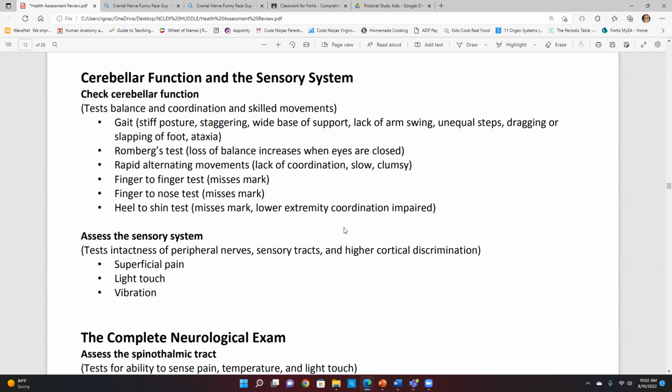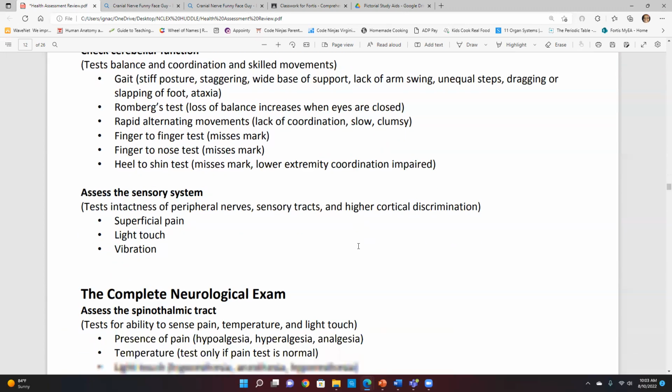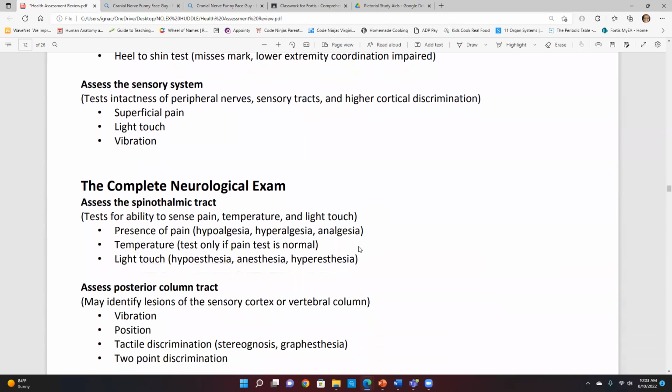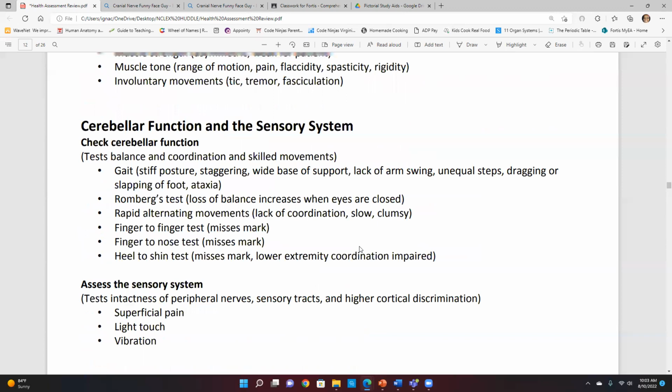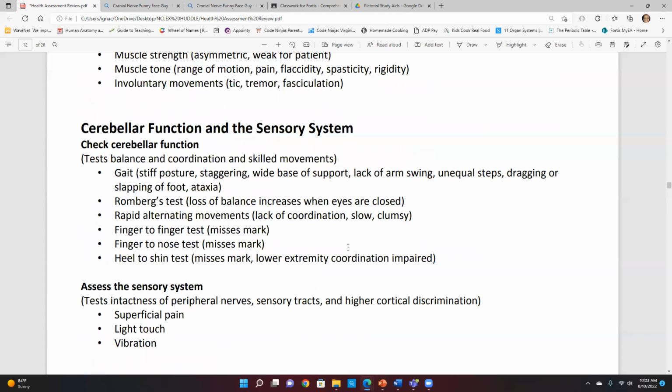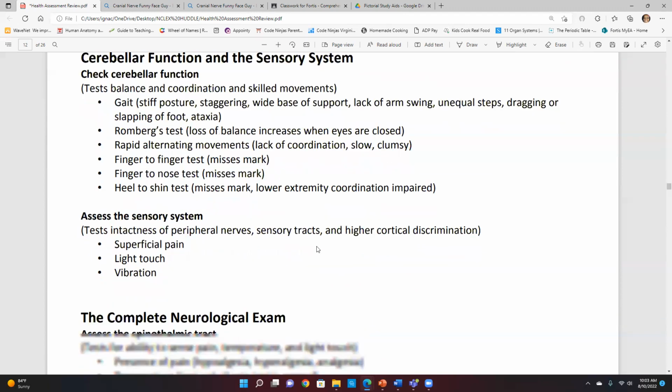When we check for cerebellar function, we're also looking at their gait. How are they walking? We're looking for rapid alternating movements, the finger to finger test, the finger to nose test, and the heel to shin test. If you're not familiar with those, definitely check out Registered Nurse RN. Nurse Sarah has some excellent videos with all of these kinds of assessments.